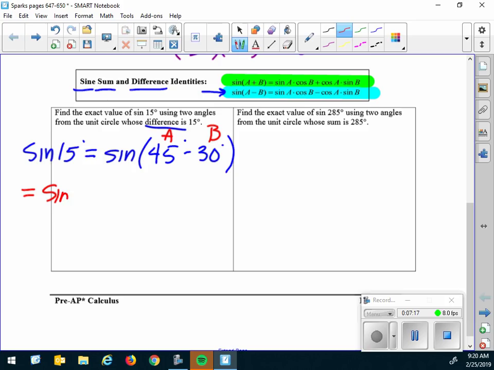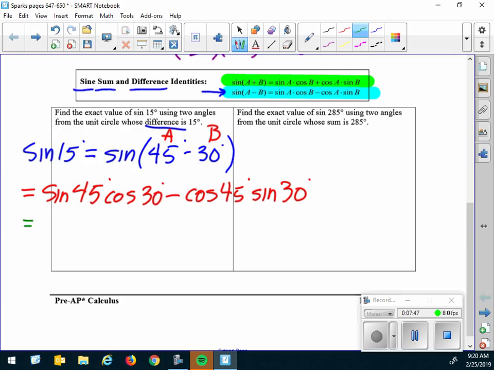Equals the sine of 45 degrees times the cosine of 30 degrees minus the cosine of 30 degrees times the, oops, got that wrong. It's the sine of the first times the cosine of the second minus the cosine of the first times the sine of the second. It's easier for me if I just say it out loud what the pattern is. Now let's see if I don't mess this one up.